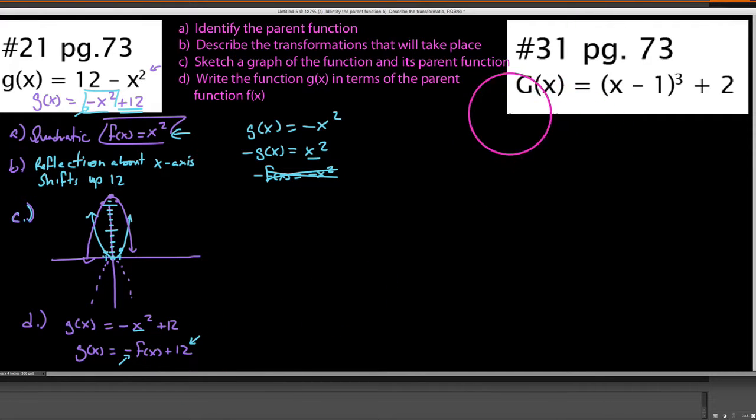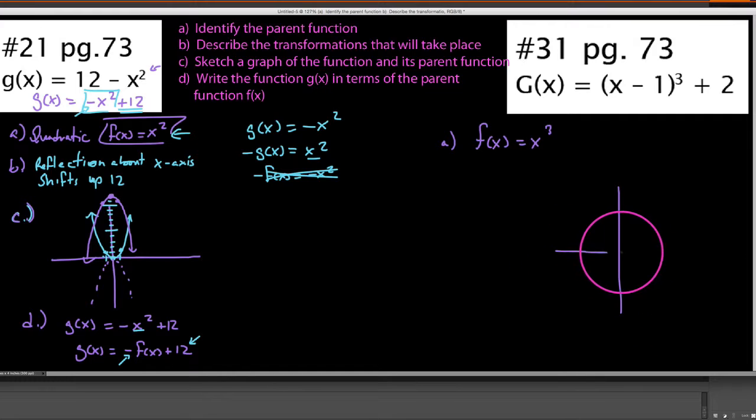So now let's take a look at this function over here. We have capital G of x equals the quantity x minus 1, quantity cubed, plus 2. So describing its transformations and identifying the parent function, well, the first thing we want to do for part A is this. We say the parent function is our cubic function. Okay, that's our cubic function. We can go ahead and sketch it in.